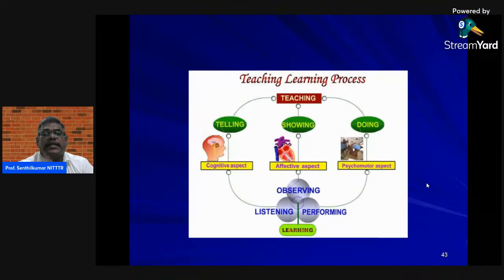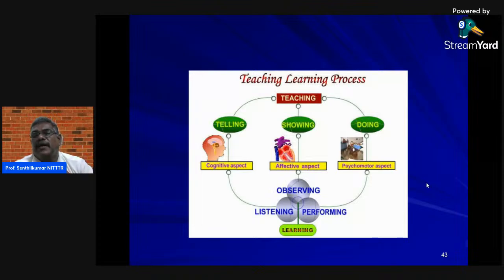Here, that is the cognitive aspect: what are the things they have to tell? And showing affective: they are not able to tell, but they show. Suppose somebody is not studying well, but every time they maintain punctuality. At the right time they come, at the right time they go. Some task they have to complete. That is showing and doing.